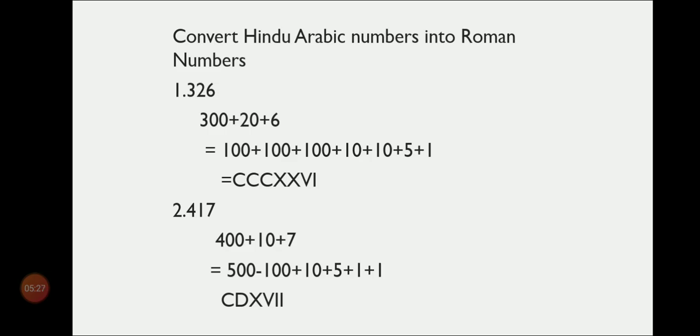So we write 500 minus 100, and 10 the same, and 7 is 5 plus 1 plus 1. 500 means D, and 100 minus means we write C before it. C, D, 10 means X, and 5 means V, I, I. So 417 is equal to CDXVII.